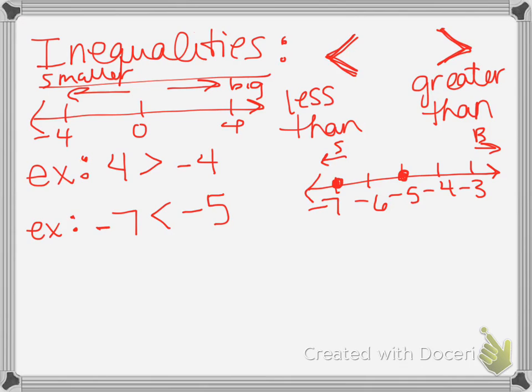So think of it like money. Would you rather owe someone $5? Or would you rather owe them $7? Okay. Sometimes things are equal. -8, how does -8 compare to -8? Well, they are equal to each other.